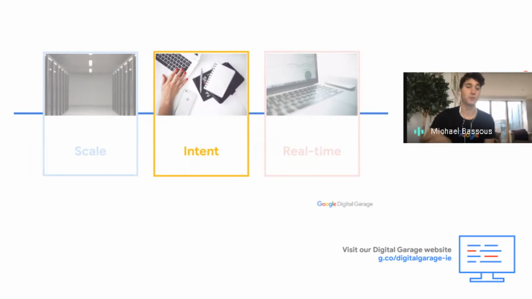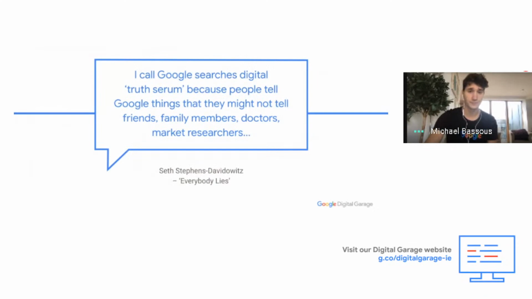So that being said, we're moving from scale to intent. Intent is more the question about what's unique about the Google data. This is a great quote from Seth Stephens-Davidowitz. I'm so sorry for butchering the name. He held a talk, which you can find on YouTube, about his book, Everybody Lies, which I would 100% recommend. He compares two large data sets as Facebook's "How Good Is My Life" versus Google's "Truth Serum." He calls Google searches digital truth serum because people tell Google things they might not want to tell their friends, family members, doctors, market researchers.